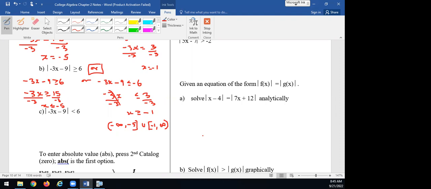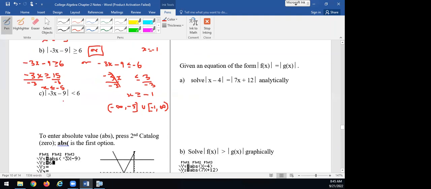So always remember that when it's greater than or equal to, you use or, right? So you're going to leave this as the original, where whatever is inside the absolute value is greater than or equal to 6, or the other possibility is going to be flip the inequality sign and change the sign. So less than or equal to negative 6, and then you solve both. That's what we do.